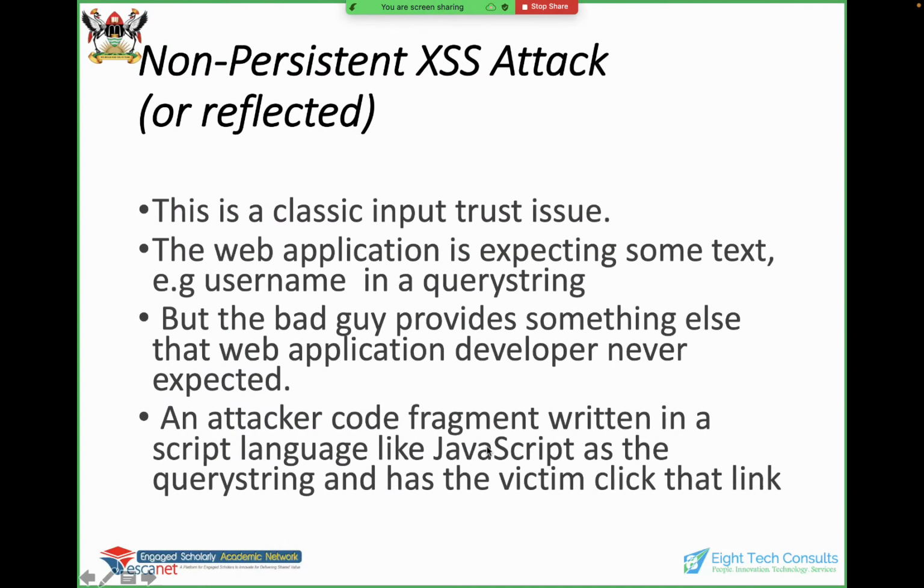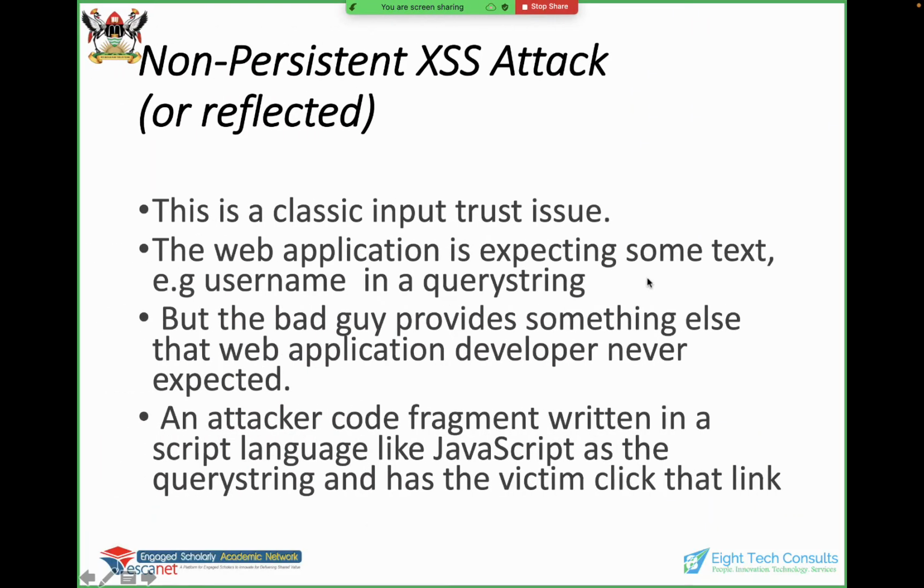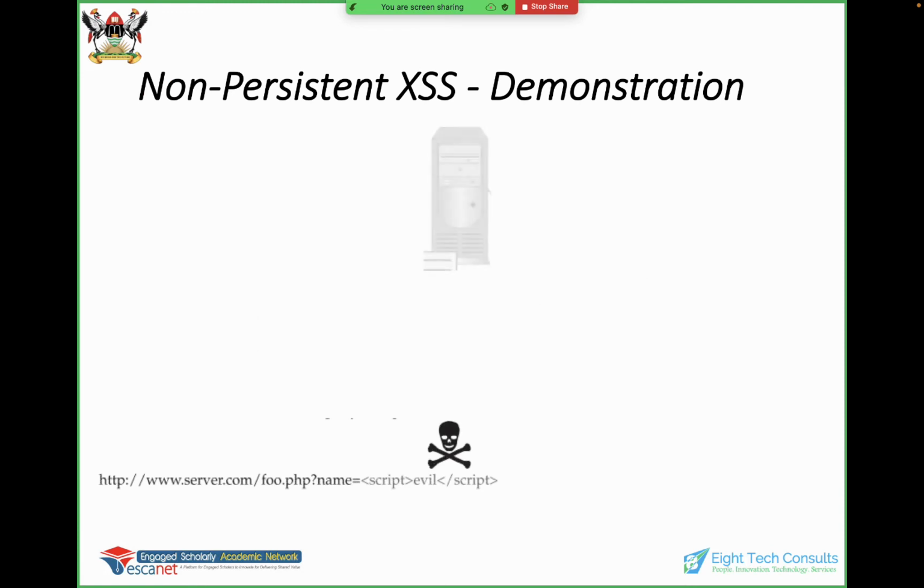An attacker writes a code fragment in a script language like JavaScript in the query string and has the victim click it. So this is a query string, and then I've written my JavaScript. In fact, I've already explained this. So this is how it happens. Now I can demonstrate it, so be very careful with this diagram. It can come, you never know. It will come as a link, as it is.